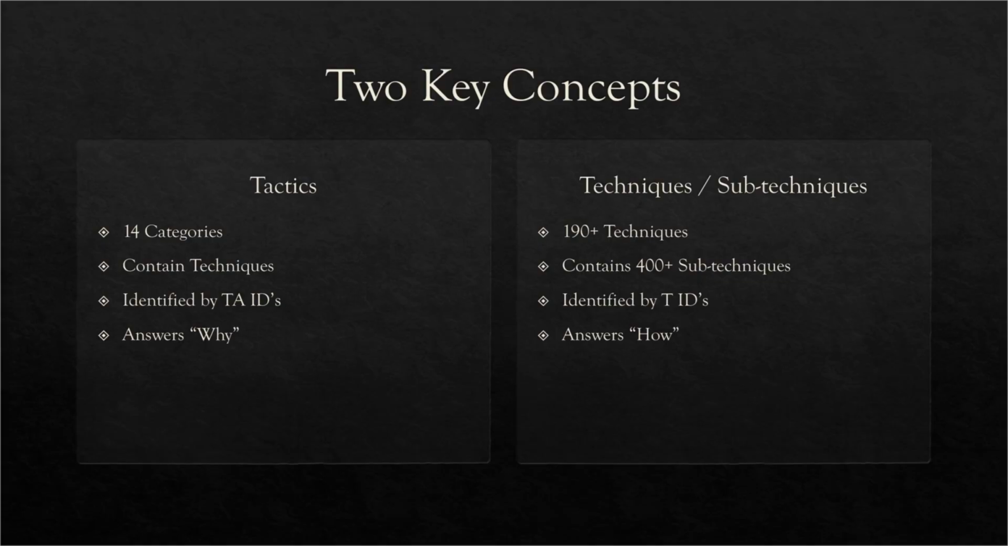And then techniques, there are 190 plus at the time of this recording, and 400 plus sub-techniques contained within them. And these all are linked to a tactic, and they are identified by TIDs, and they answer the question, how? So one basic example, let's say you have a tactic of privilege escalation, and then the technique might be something along the lines of a startup script that would execute and then give the attacker privilege escalation.